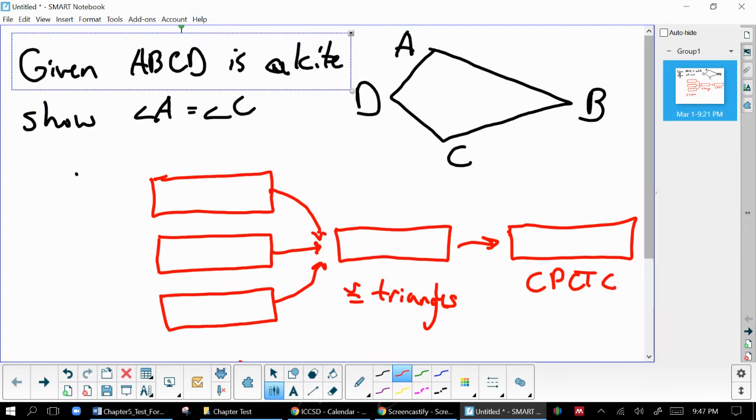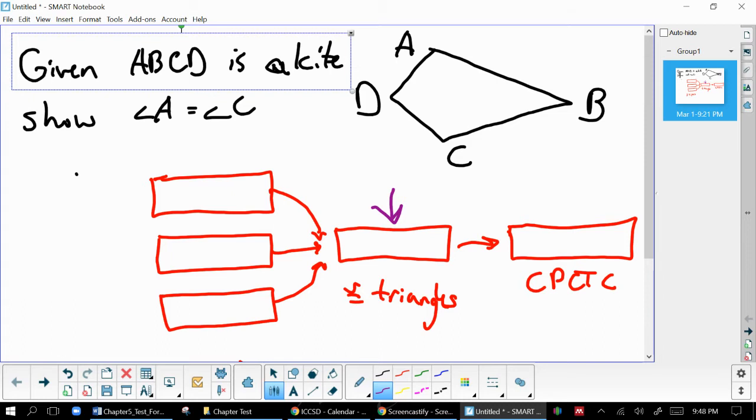Tip number 2 is start in the middle. Start by looking at which triangles you're going to prove are congruent, because that is the key to this whole thing. So if I'm looking at this proof here and I'm saying that ABCD is a kite, and I want to prove that angle A is congruent to angle C, one of the main things I need to do is find 2 triangles where angle A is in one of the triangles and angle C is in the other triangle. If I don't have that, then I know I've picked the wrong triangles.